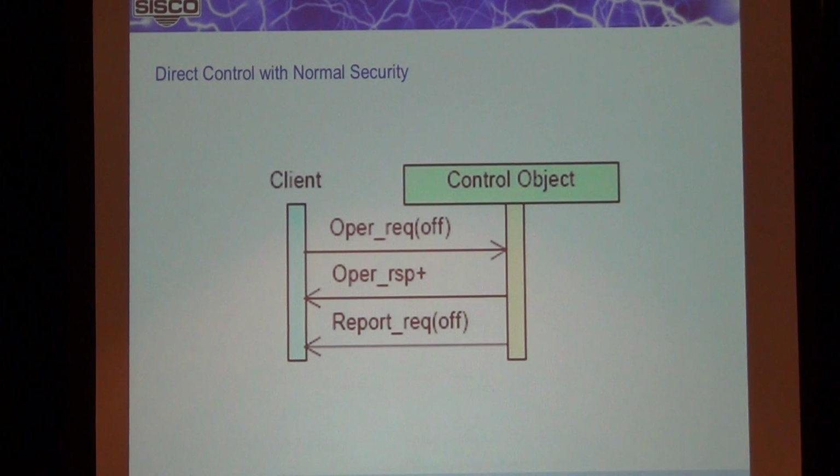There's simple direct control with just normal security. There's only a single operation where the operator sends an operate request to the device. You get a positive operate response back from the device, and it says, okay, I'll let you do that. And sometime later, if you're monitoring the state, you'll get a report that tells you that the state changed.